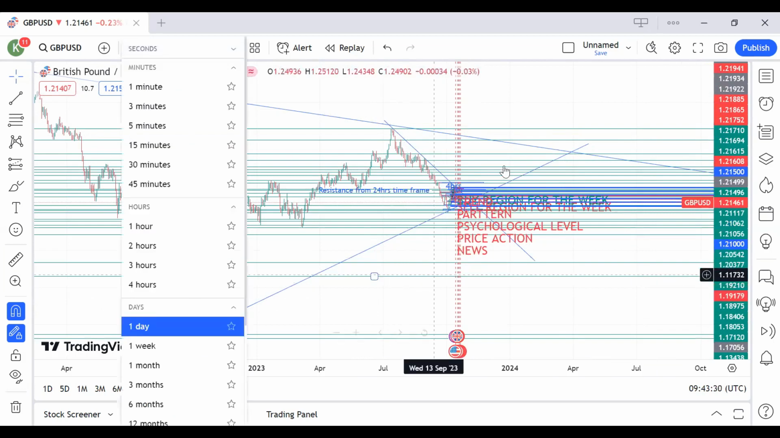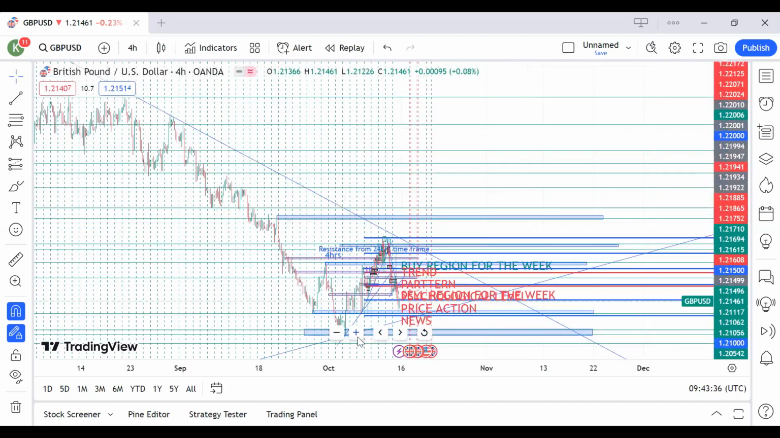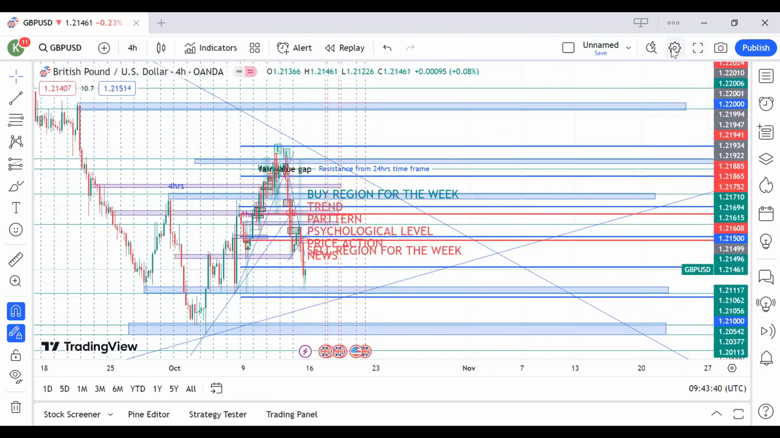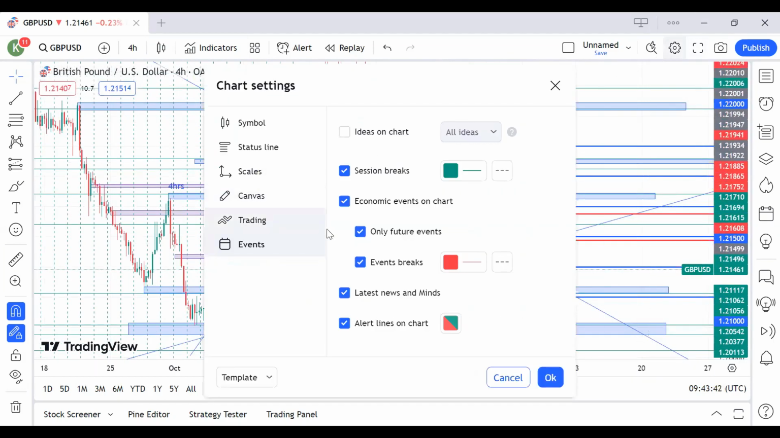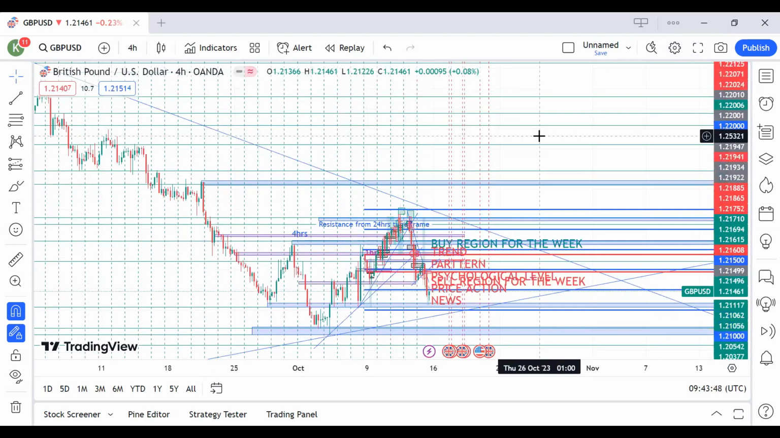Then we also mark price action levels from the 24 hours time frame, which we now take to the 4-hour time frame. And then we turn on session breaks. I always tell you, use settings. You go to events, you mark news in red, indicating that we don't trade in those zones.